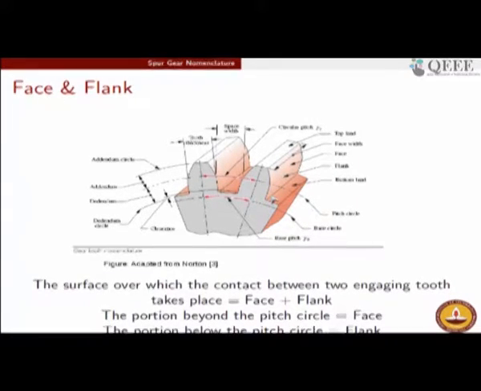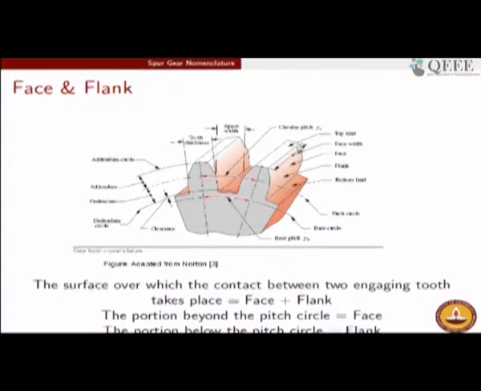The portion of this surface which is above the pitch circle is called the face, and the portion of the surface which is below the pitch circle is called the flank. Remember, the contact between the two gears will take place along this surface. So all sorts of surface treatment should be done on this surface, because this is what will be prone to the rubbing action once the contact takes place. This is very important in terms of manufacturing reliable gears, gears which have long life. You should do the surface treatment on the face and flank of the gear.